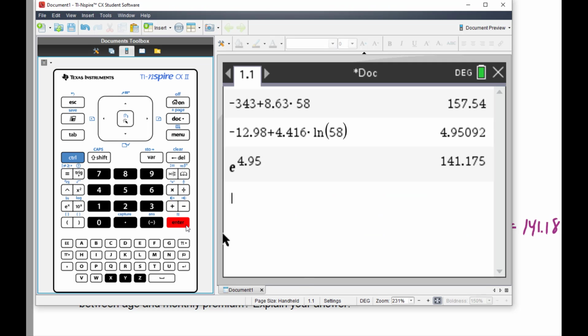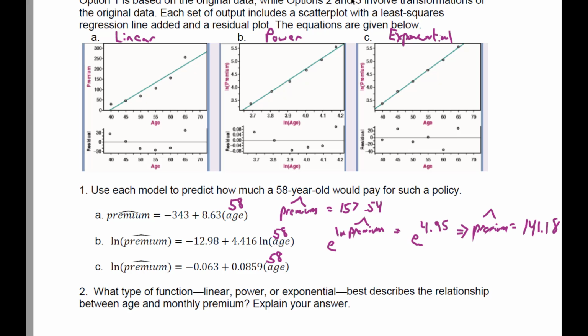So we should get negative 0.063 plus 0.0859 times 58. Okay, so we should get 4.9192. Let's go ahead and use 4.92. Since we used just 4.95 on B, let's just keep it to 2 decimal places on this part C as well. So we'll say 4.92.